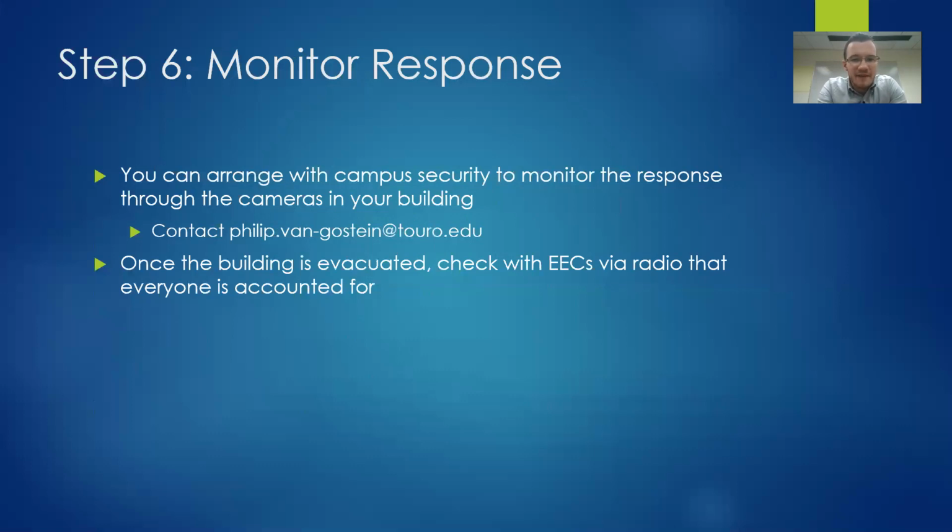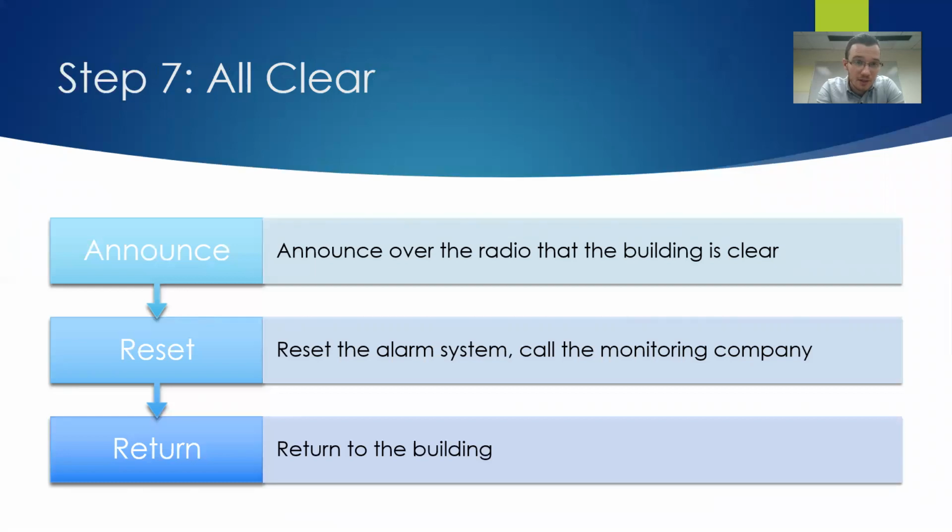Once the building is evacuated, check with the EECs and security via radio that everyone is accounted for from the building. So step 7 is terminating the drill. So you're going to call an all clear. You're going to announce over the radio that the building is clear, reset the alarm system, call the monitoring company to turn the alarm back on, and then have everyone file back into the building.